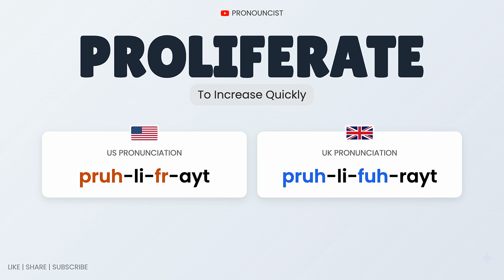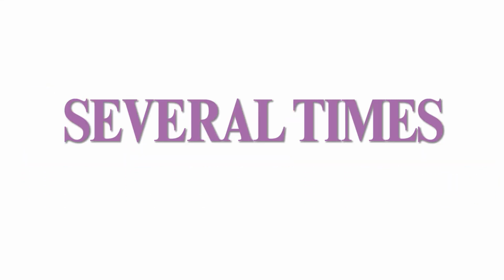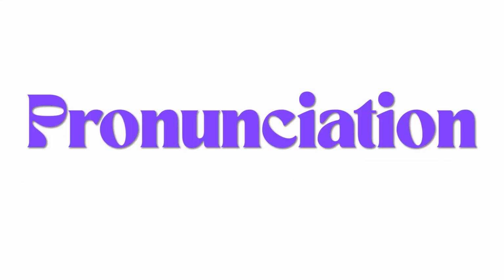UK adds f before rate. Practice repeatedly and you'll soon be able to say this word perfectly. The best way to practice is to repeat the syllable multiple times. The meaning of the word is to increase quickly. Try repeating this word several times to improve your pronunciation.